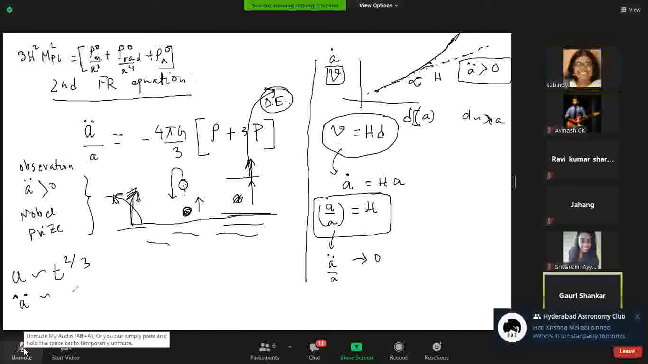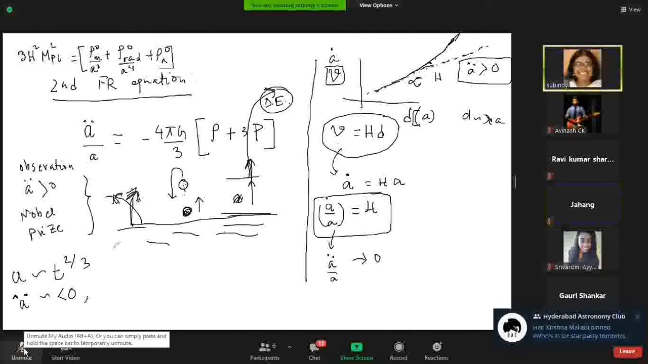t to the power minus 1 by 3. a double dot. I want a sign, positive or negative. I don't want the value. Negative sign. It will be negative, right? It will be negative. That means it was decelerating. Yes.